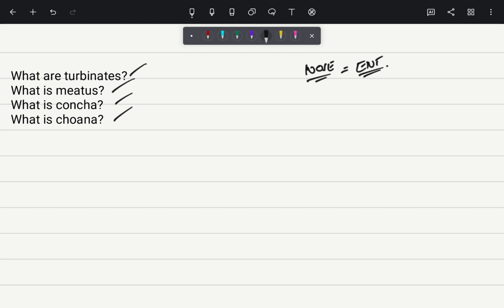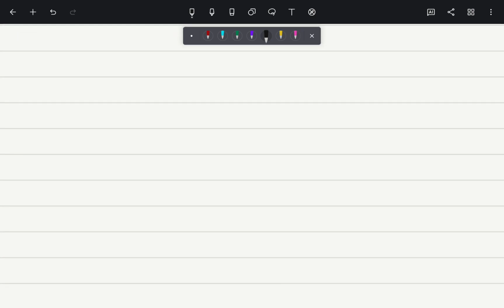So today we are going to talk about the nose from our ENT lecture series. In this topic, I will be mainly talking about the differences between what are turbinates, what is meant by meatus, what is meant by concha, and what is meant by choana. First of all, I would like to draw a diagram, so please everyone draw this diagram here.